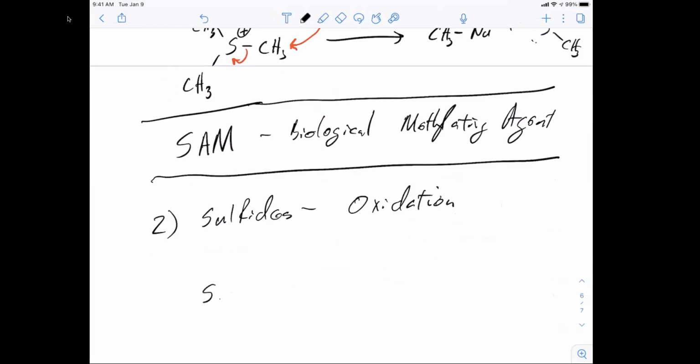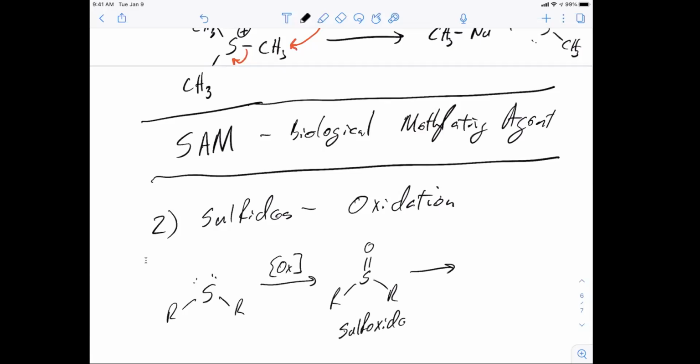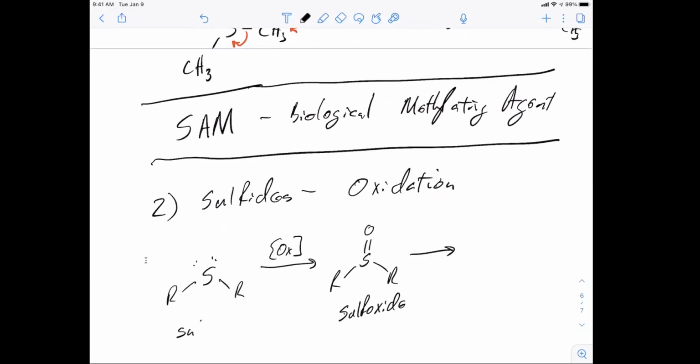So if we take a generic sulfide and react that with an oxidant, we can end up with the S=O species, which is known as the sulfoxide. And then if we do another oxidation, right, we'll end up with the sulfone.